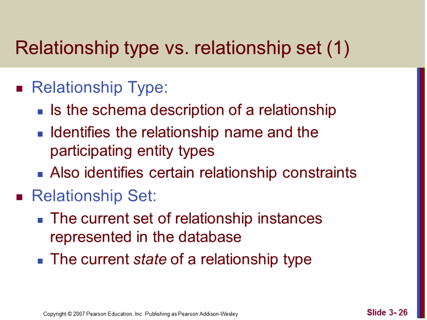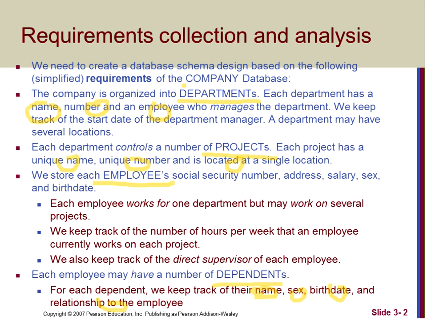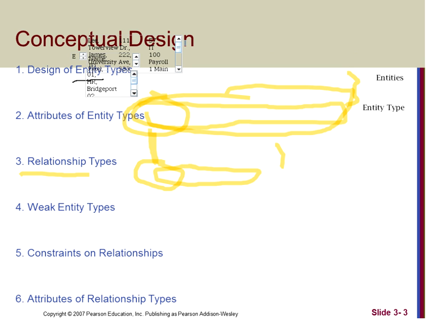Okay, so that is the relationship type and the design of entity type, attribute, and relationship type. The next one is, we already talked about the constraint on the relationship, and the attribute of the relationship type. The remainder is weak entities. Okay, the last one is a weak entity.